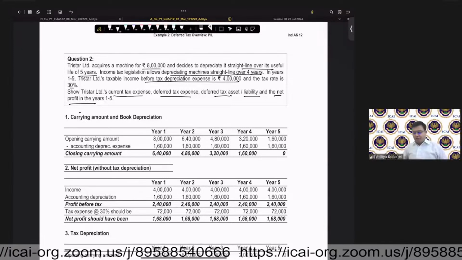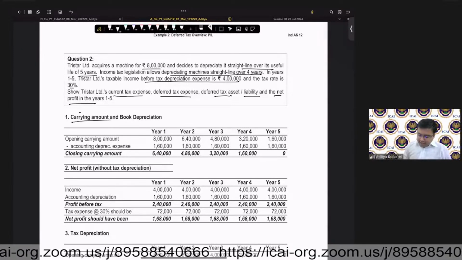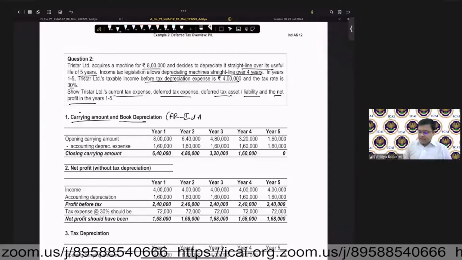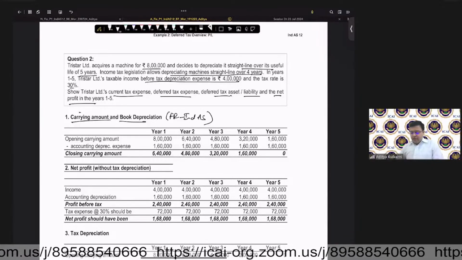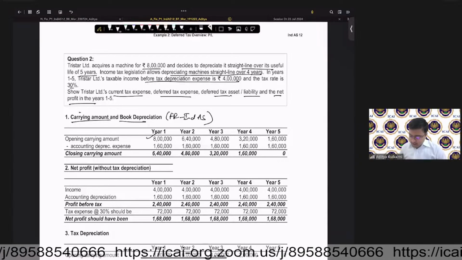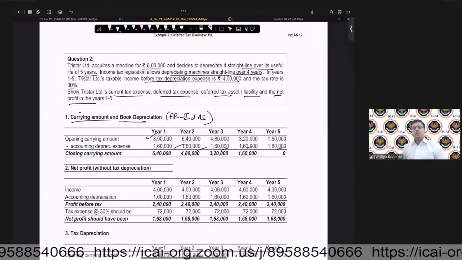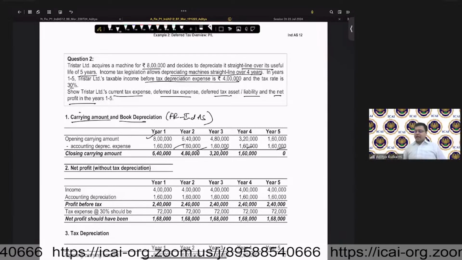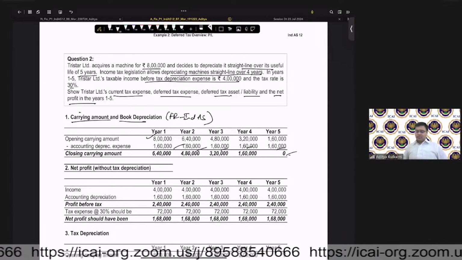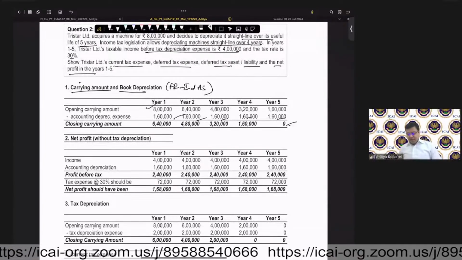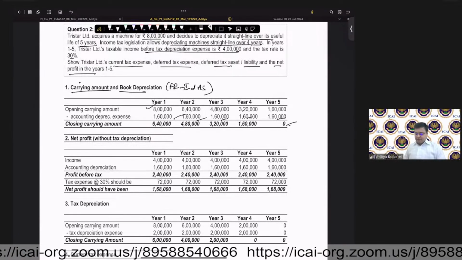So very simple. First one, accounting. Carrying amount and book depreciation, this is as per Ind AS. We have opening carrying amount of 8 lakhs. Each year depreciation over 5 years is 1,60,000. So that comes to 6,40,000 and ultimately it becomes 0. Net profit without tax depreciation.